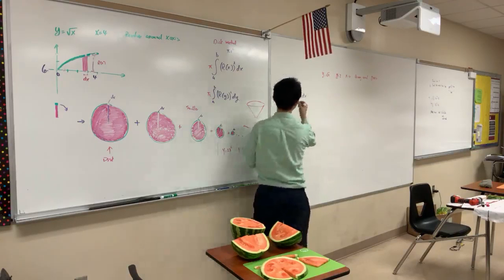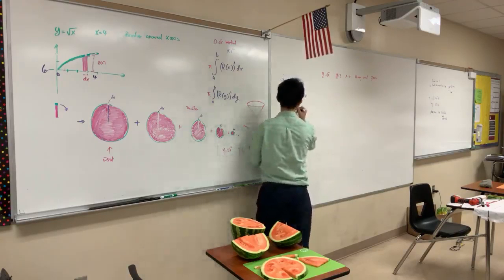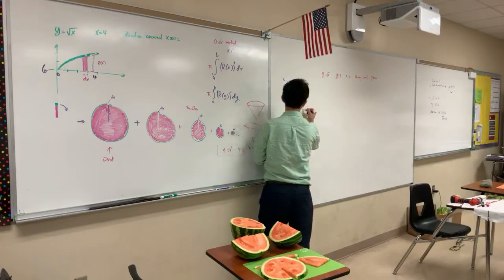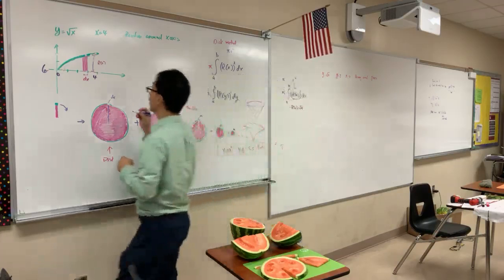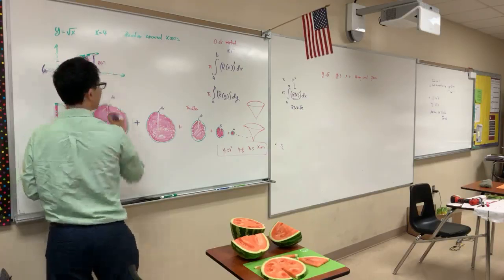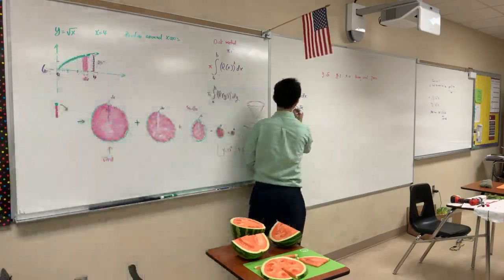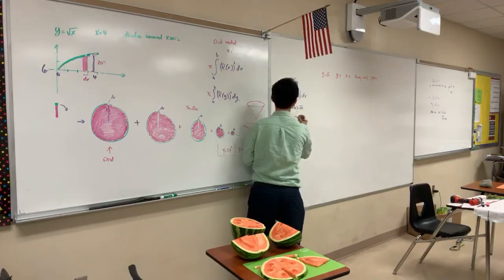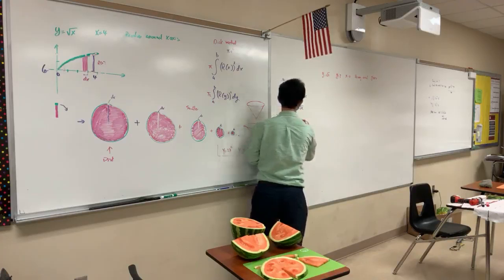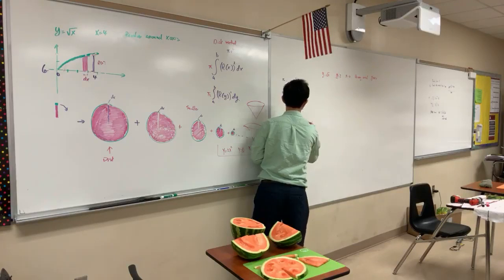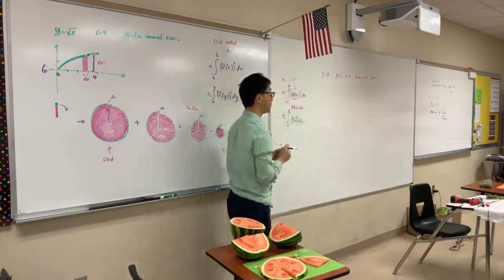Okay, so now what is R of x? R of x here is going to be the square root of x, because that tells me how high it is going to be from here to here. So then I'm just going to do that from 0 to 4, pi, the square root of x, squared, dx. Are we okay here?